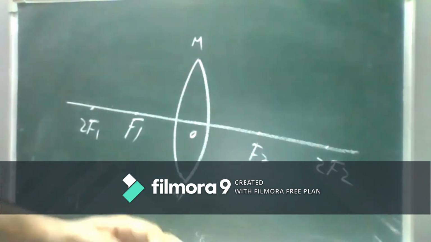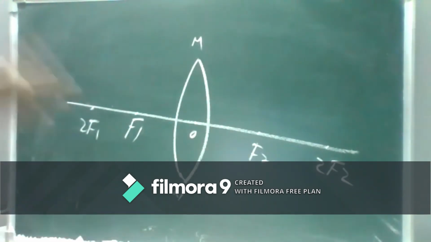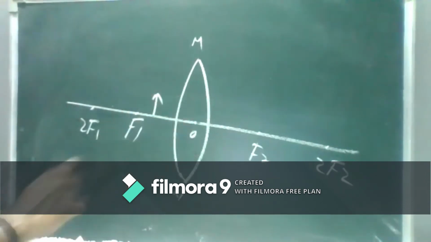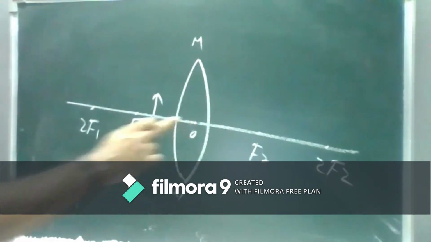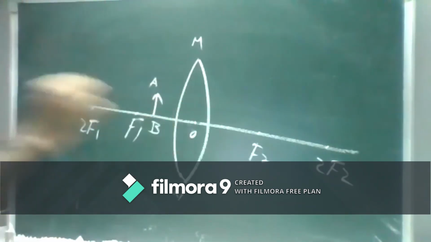Okay, so I'm placing an object between F1 and the center of the lens. I'm placing an object in the middle of F1 and the center. This is point A and this is point B.